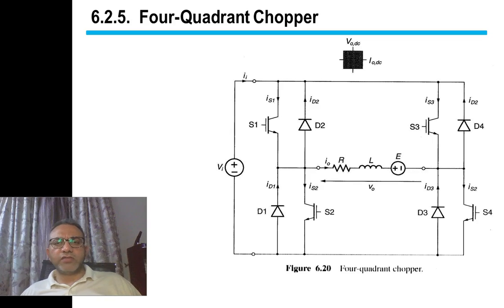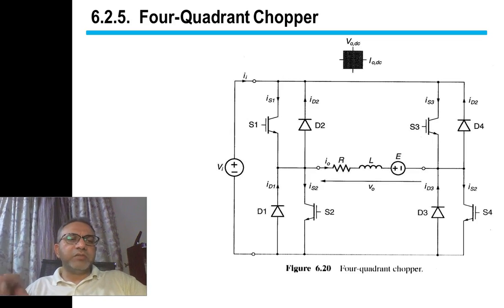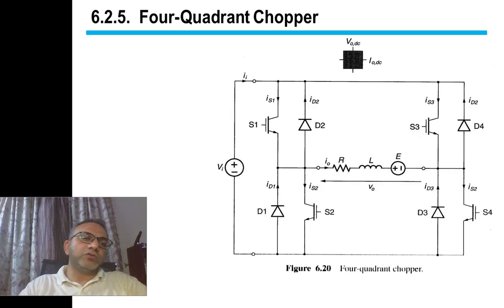The advantage of such a converter is that we can transfer power from source to the load while rotation can be changed clockwise or anti-clockwise. And also we can transfer energy back from the load into the source. This is the four-quadrant chopper.